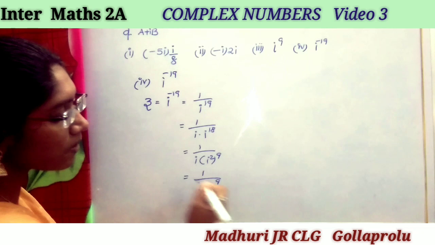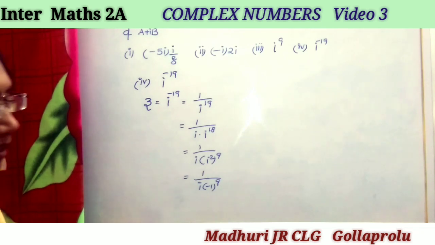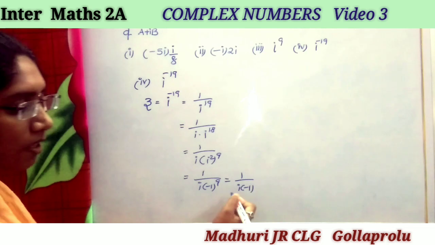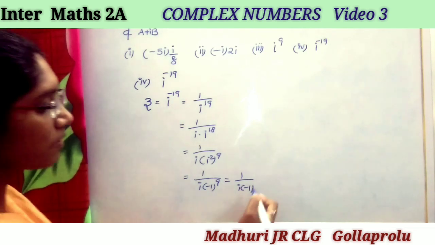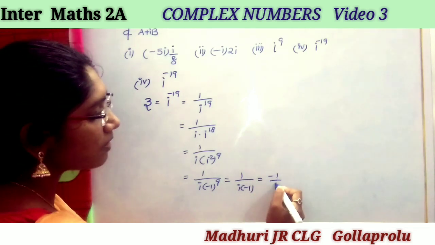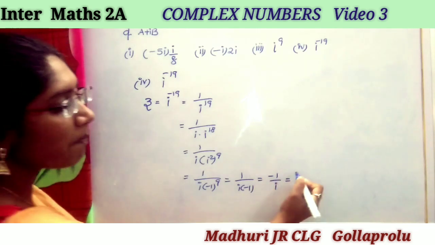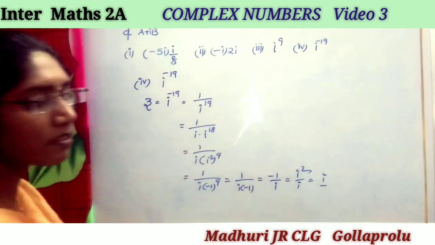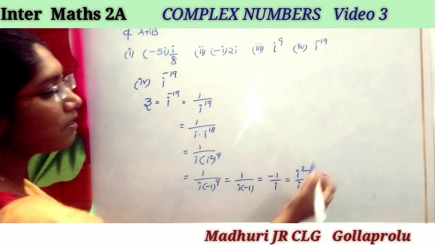i square is equal to minus 1, power 9. So this is equal to i into minus 1. Okay, minus 1 power 9 is equal to minus 1. So this is nothing but minus 1 by i. Now in place of minus 1, I take i square. That is, the answer is equal to i. Therefore, the answer is equal to i.